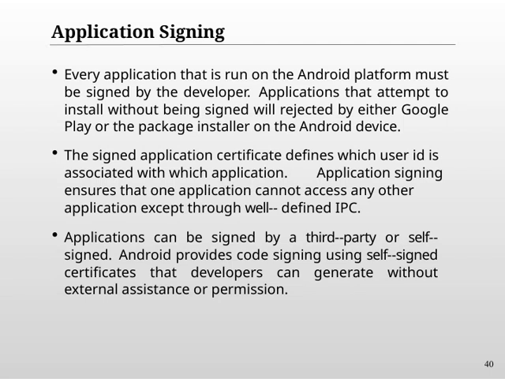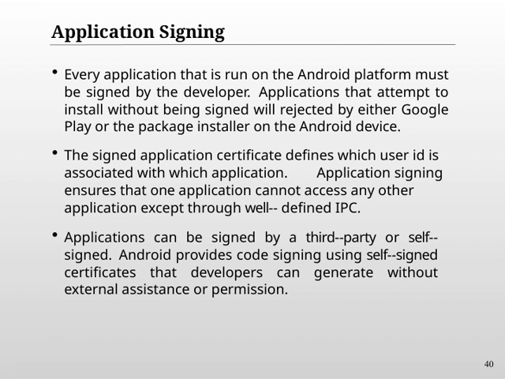Let's talk about application signing on Android. Every application that runs on the platform must be signed by its developer. This signing process is crucial because if an app tries to install without being signed, it will be rejected either by Google Play or by the package installer on the device itself. The signed application certificate actually links the application to a specific user ID, which helps manage permissions and security. This is important because application signing ensures that one app can't access another app's data or features unless it's through clearly defined inter-process communication, or IPC.